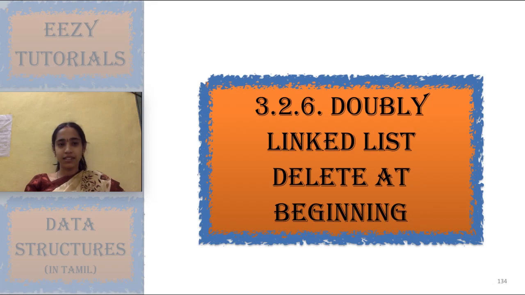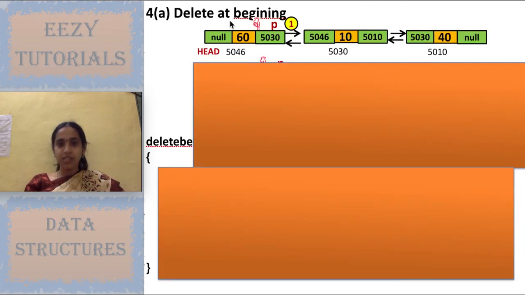In this lecture series, we are going to see deletion of a node at the beginning position in a doubly linked list. So this is my doubly linked list. This is the first node. So I'm going to delete the node at the beginning. That is the first node I'm going to delete. So this is my task.